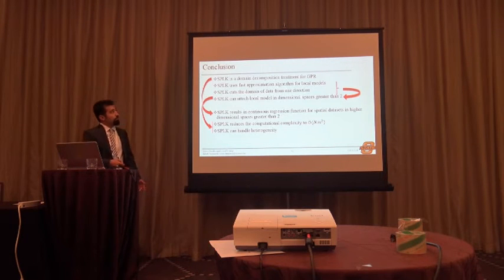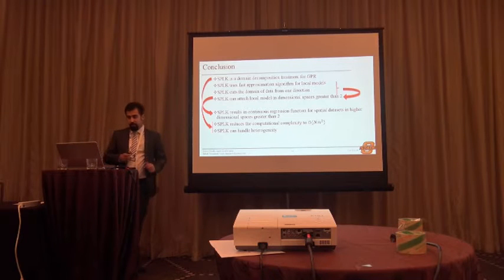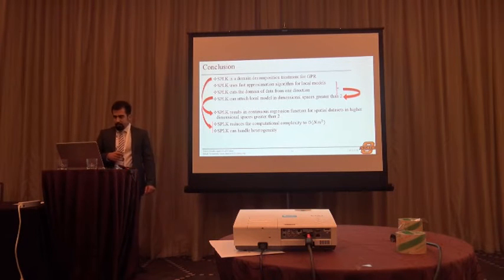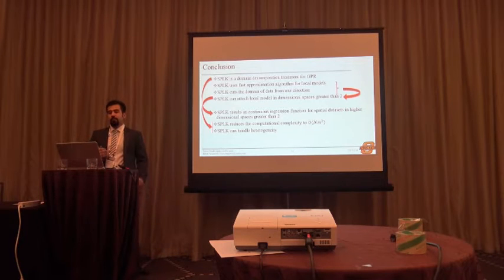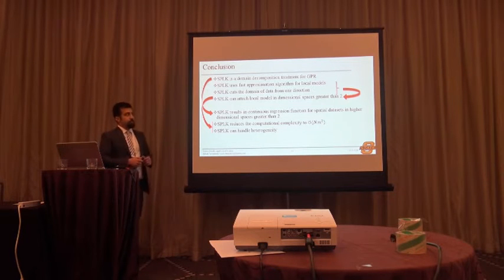And this is the conclusion. We have a domain decomposition method. Because of using the decomposition method, we can reduce computational complexity and handle the heterogeneity problem. We use fast approximation techniques for local models and cut the domain from just one direction. Because of using these two, we can attach local models in dimensional spaces greater than 2. And also, because of this, we can keep the continuity of the underlying regression functions for spatial data sets in higher dimensional spaces greater than 2.